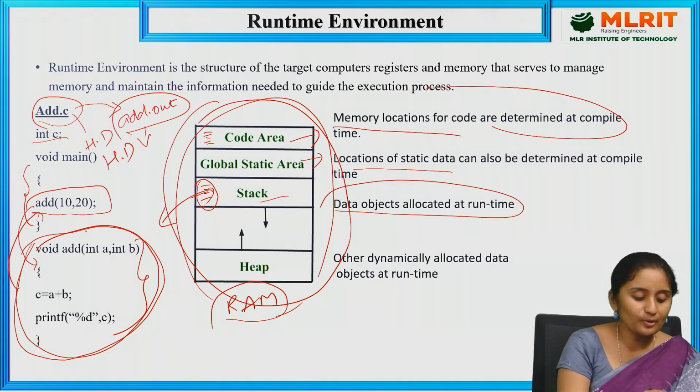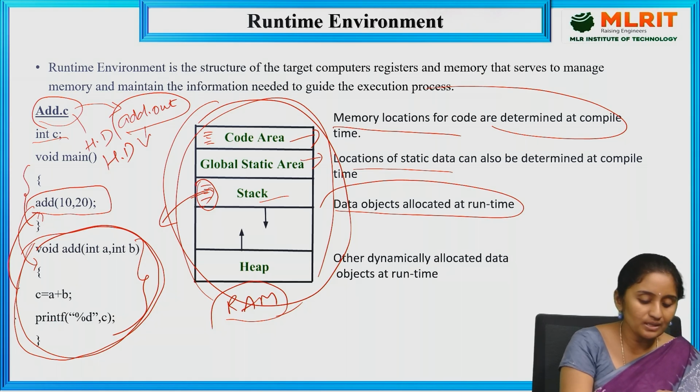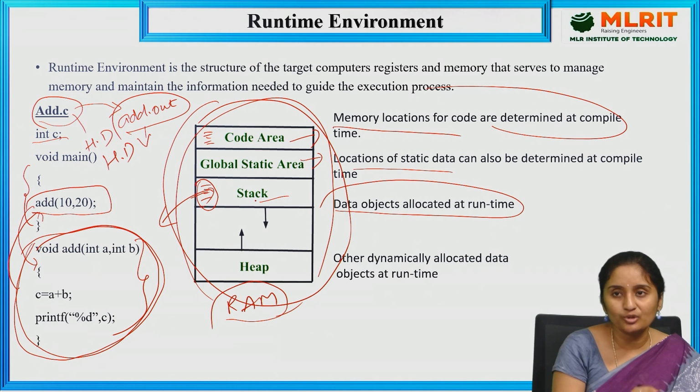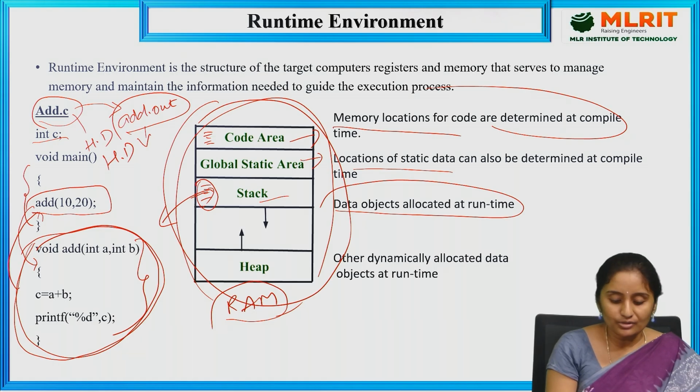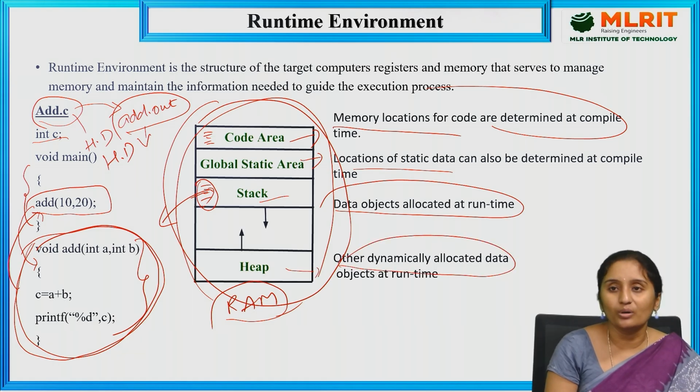When we run this program, the memory is nothing but this: when we find a function call, it generally goes to the function definition, and this function definition will be pushed onto the stack, and it executes, and once the execution is completed, it is popped out from the stack. Coming to the heap, it is nothing but the other dynamically allocated objects at runtime.